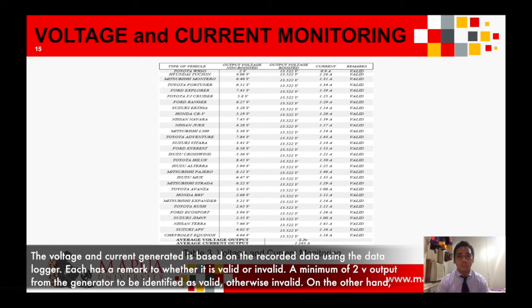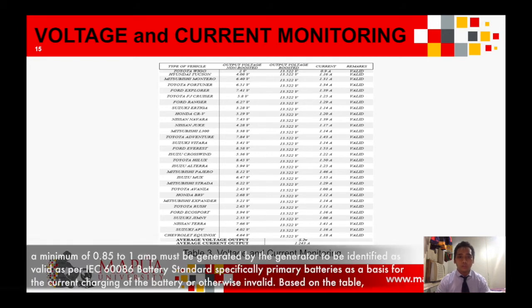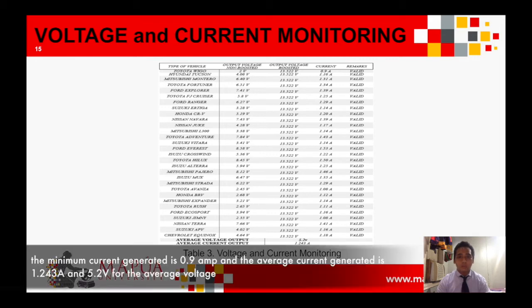A minimum of 2-volt output from the generator is required to be identified as valid, otherwise invalid. On the other hand, a minimum of 0.85 to 1 amp must be generated by the generator to be identified as valid as per EECE 60086 battery standard, specifically primary batteries, as a basis for the current charging the battery, or otherwise invalid. Based on the table, the minimum current generated is 0.9 amp and the average current generated is 1.243 amps and 5.2 volts for the average voltage.